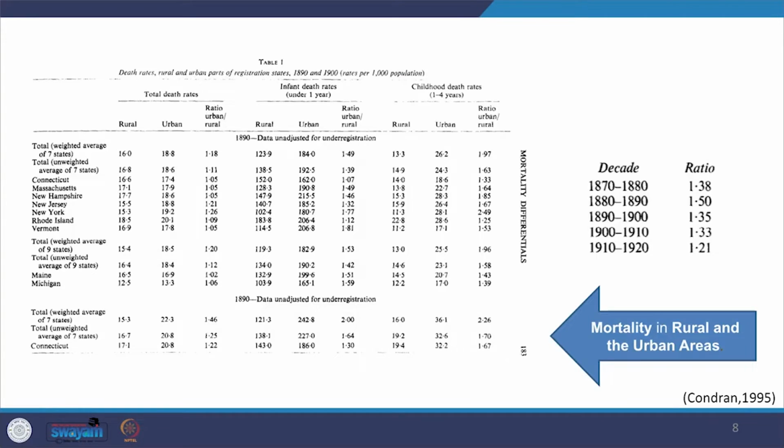As per Condren's writing in 1995, there was a sharp difference between mortality in the rural and the urban areas. Rural mortality, that is the death in the villages, was declining at the end of the 18th century and beginning of the 19th century. However, on the other hand, the city posed new threats to health and longevity. People had endemic health problems and were dying at a very early age in cities.